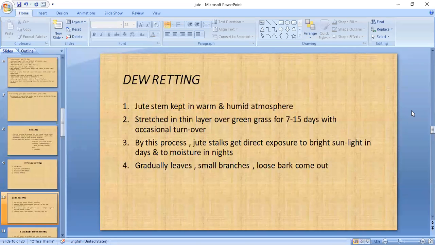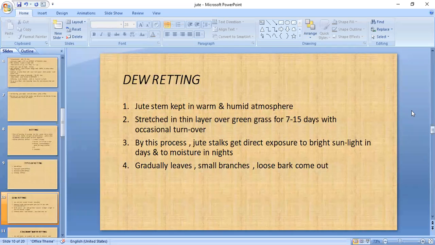Dew retting. These are steps of dew retting. First step, jute stem kept in warm and humid atmosphere. जूट स्टेम्स को हम वार्म और ह्यूमिड एटमॉस्फेयर में रख देते हैं. Stretched in thin layer over green grass for 7 to 15 days with occasional turnover.